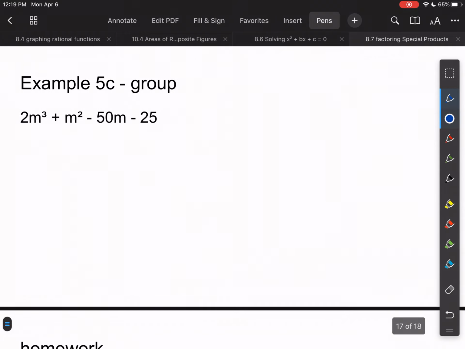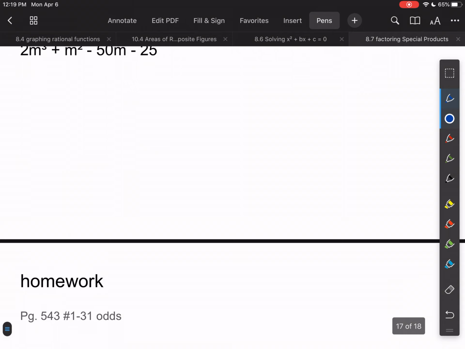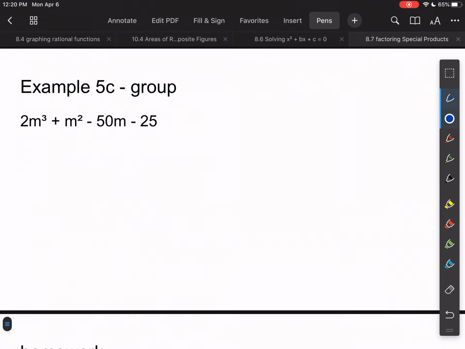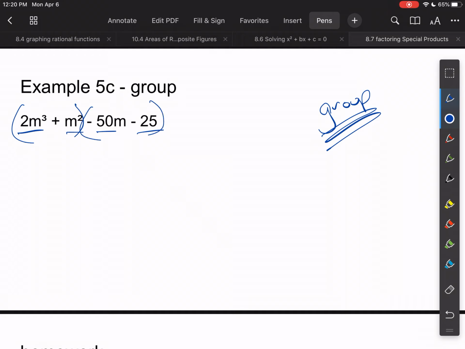Okay, so for example 5c, this is the last one we'll do, and then you guys are set to do your homework. Whenever you have 3 terms, or more than 3 terms, you guys, you are going to group. Grouping is the strategy when there's more than 3 pieces. Here we have 4 pieces, so we're going to group. We're going to group these together, group these together.